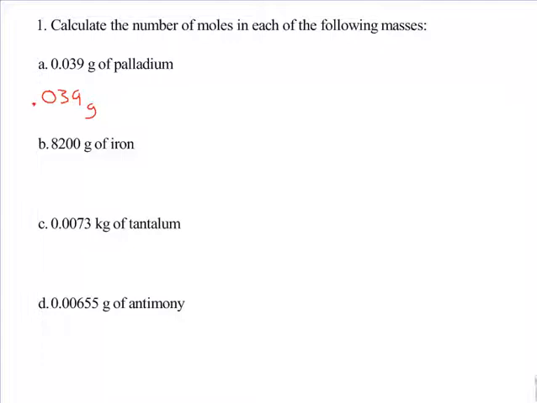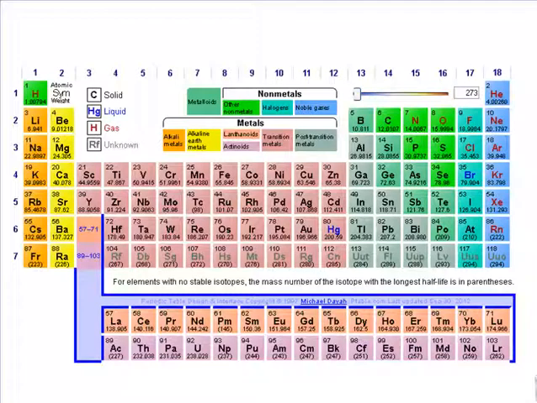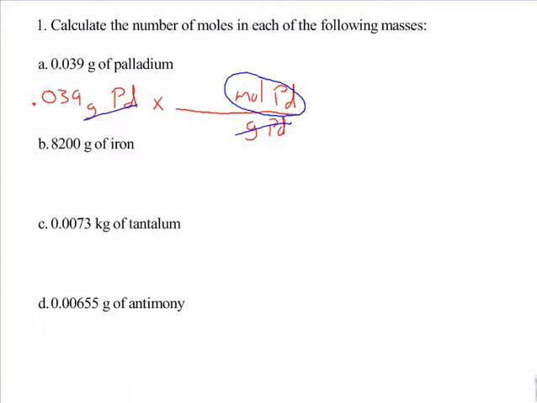So 0.039 grams of palladium, Pd, but we don't want our units in grams, we want our units to be in moles. So when we set up the conversion, we're going to put grams of Pd on the bottom and moles of Pd on the top. We can cancel out our units to make sure that we're left with what we want, and we no longer have grams and we do have moles of Pd. That's great. Now the only thing we need to do is plug in a couple of numbers. Again, looking at the periodic table for palladium, the molar mass was 106.42.